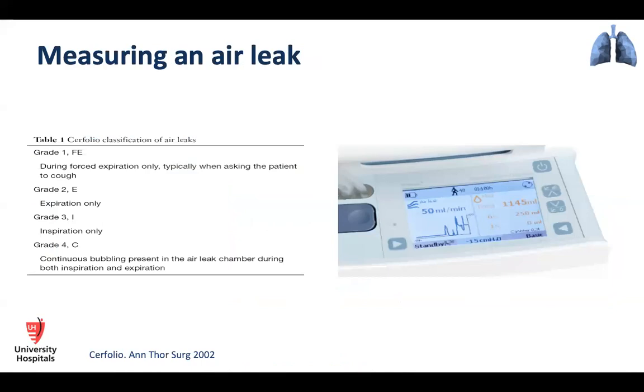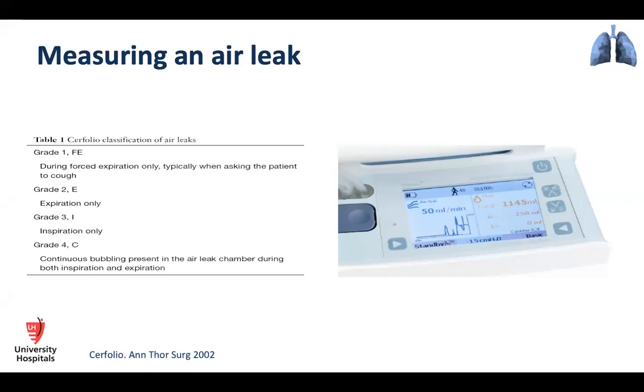How do we measure air leak? Well, the most commonly used classification is called the Sarfolio classification, which divides it into 4 grades. And sometimes we'll ask you as to what grade it is when we're rounding on the consult service. Grade 1 and 2 are with forced expiration and expiration only. Grade 3 becomes even more severe, so it's inspiration and expiration. And grade 4 is continuous.